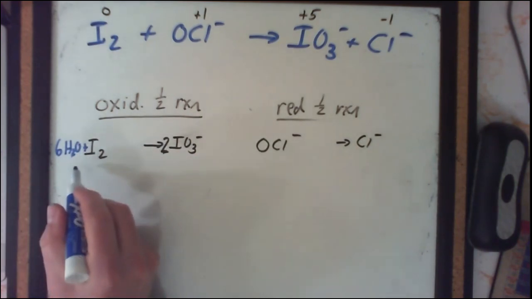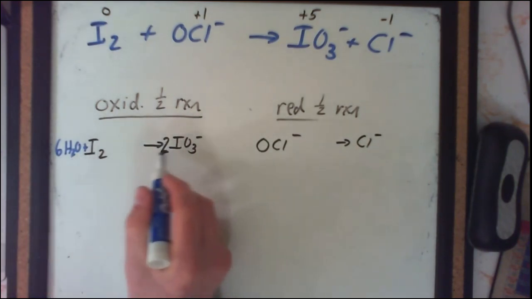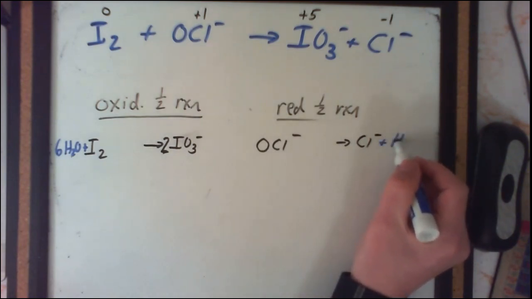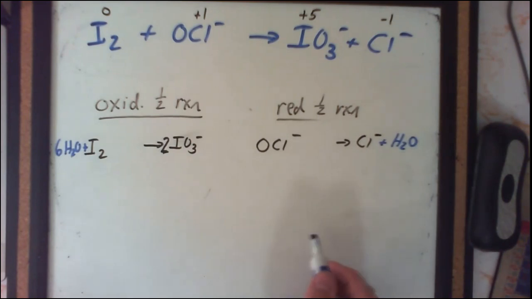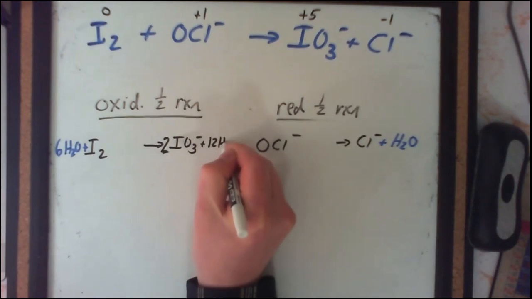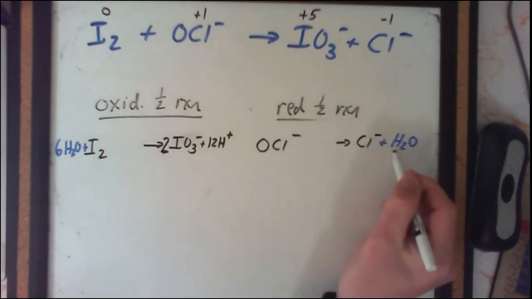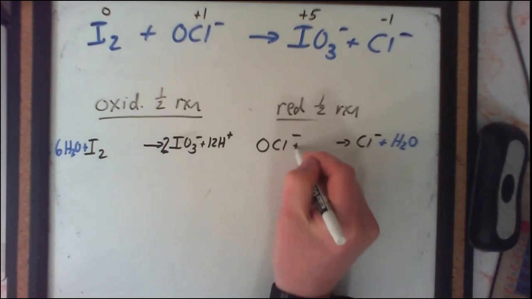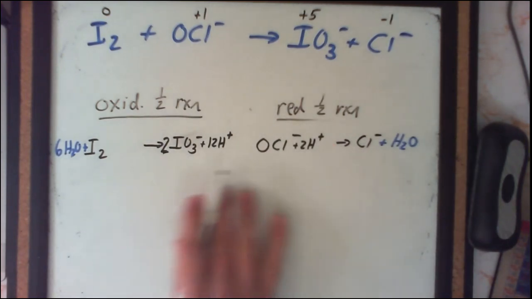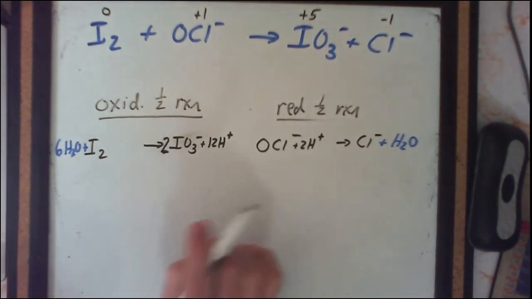So 6 water molecules on the reactant side to mass balance the oxygens, 6 and 6. 1 oxygen versus 0 oxygens. So I need just 1 water molecule on the product side. And then we mass balance the hydrogen atoms using hydrogen ions. 12 hydrogen atoms versus 0, so I need the equivalent number of hydrogen ions. 2 hydrogen atoms versus 0, so I need the equivalent number of hydrogen ions. So now my 2 half reactions should be mass balanced.